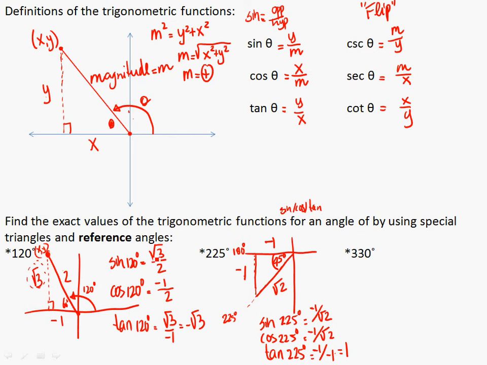The square root of 3 is positive or negative? Positive. So if the y value is positive, so if you have to go up, then your sine will be positive. If your x is negative, then your cosine is negative, because the magnitude is always positive. And then the tangent here is negative because one of them is positive and one of them is negative.